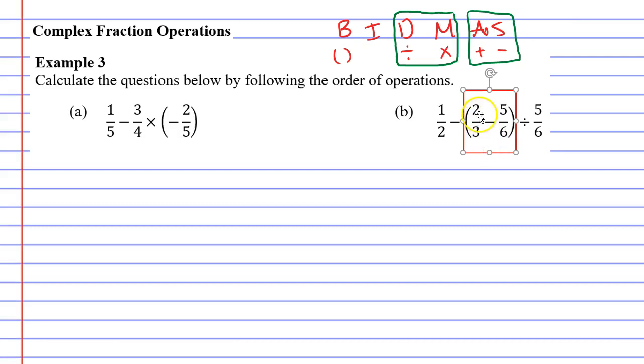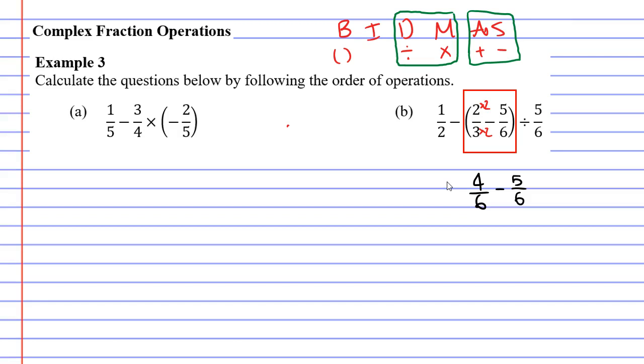Now in order to go 2/3 minus 5/6, I need to change it so that the denominators are the same. What I'll do is I'll multiply this fraction by 2. What's that going to give me? Well, 2 times 2 is 4 and 3 times 2 is 6, giving me 4 over 6 minus 5 over 6, which is going to be a lot easier to work out now the denominators are the same.